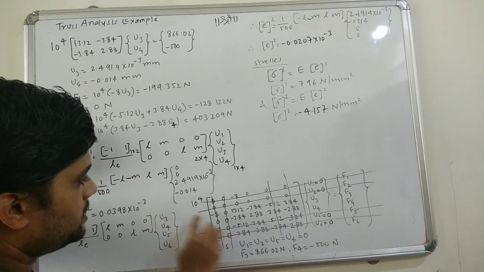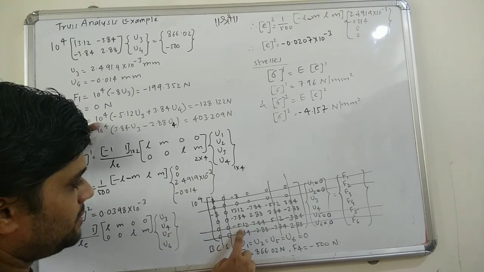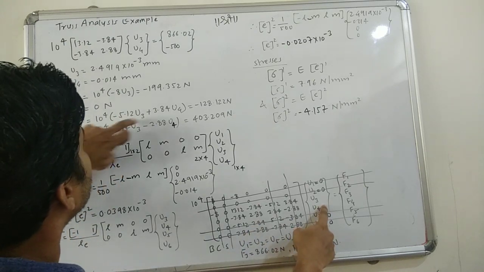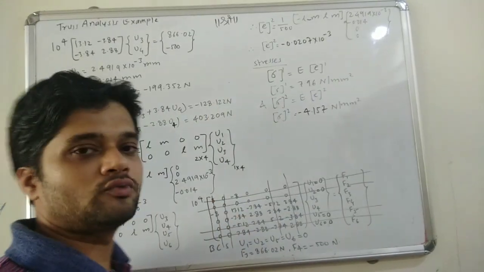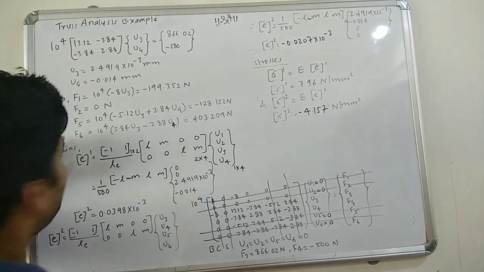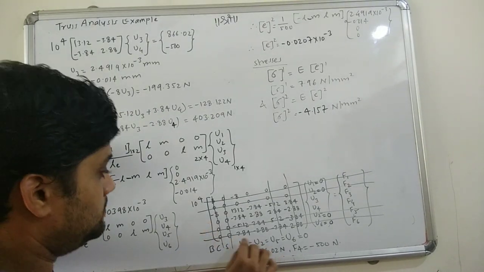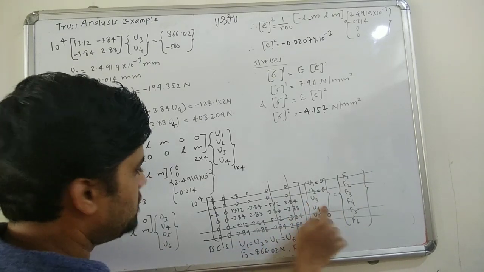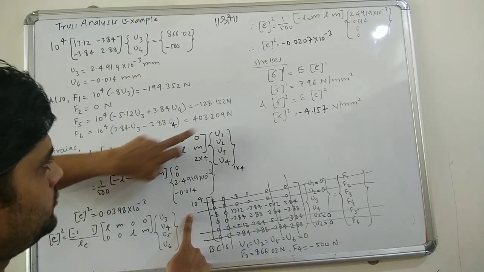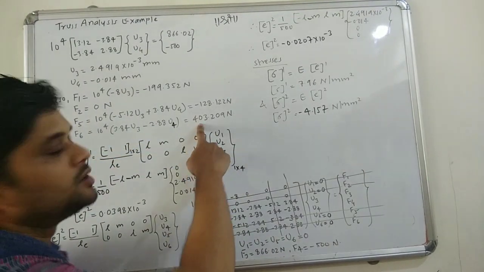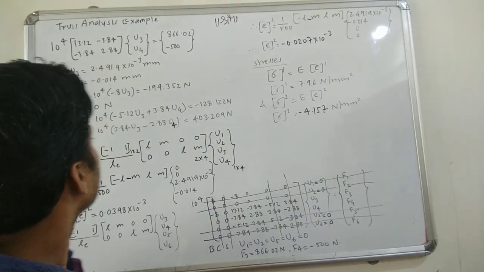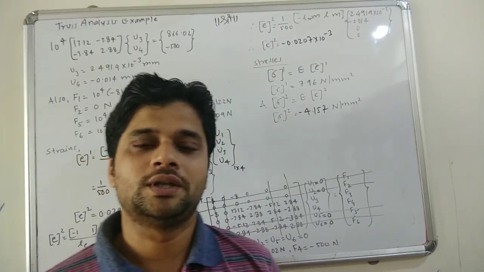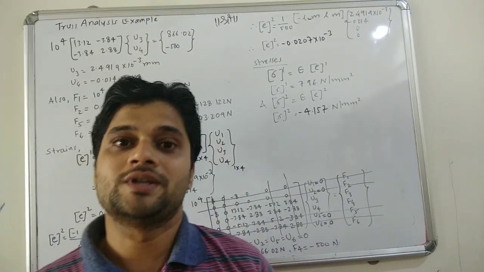F5 similarly will become 10 raised to 4 outside, multiplied by minus 5.12 into U3 plus 3.84 into U4. That's what I have written here, equal to minus 128.122 Newton. And F6 similarly will become 3.84 multiplied by U3 minus 2.88 multiplied by U4, the whole multiplied by 10 raised to 4, which gives the value of F6 as 403.209 Newtons.